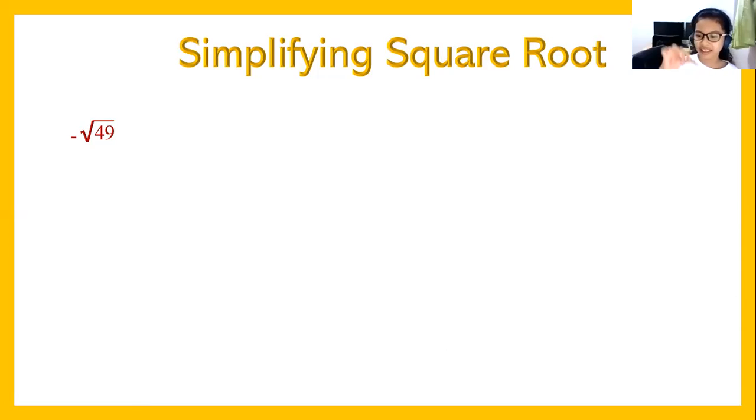Square root of 49? Okay, negative, don't forget the sign. Negative square root of 49. So how do you solve this problem? You have 49 given. When you say square root, it means you multiply the same number by itself. So you will start with the number 2.